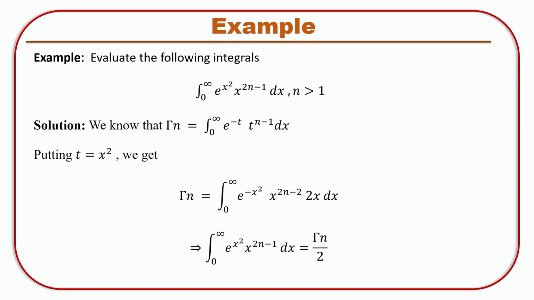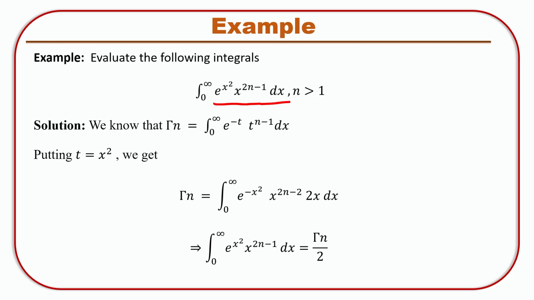Let us evaluate the following integral: 0 to infinity e to the power minus x square, x to the power 2n minus 1, dx. Since this week is going to explore different integrals, the lower limit and upper limit here are quite different: the lower limit is 0 while the upper limit is infinity. That means we have semi-infinite integrals. In that case you are going to use the gamma function or the beta function. Later on we will introduce the beta function as well. So, here we have to evaluate this integral, where n is greater than 1.